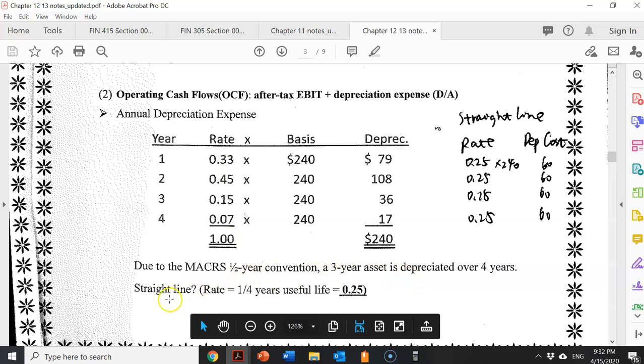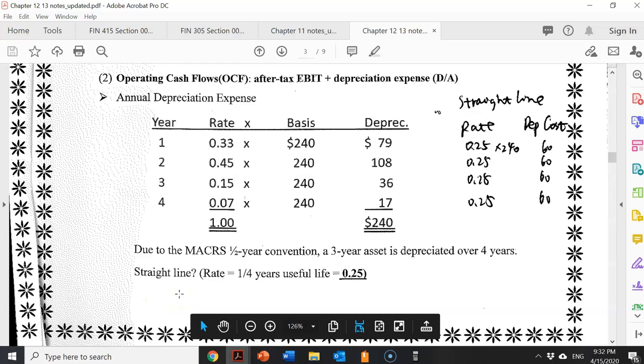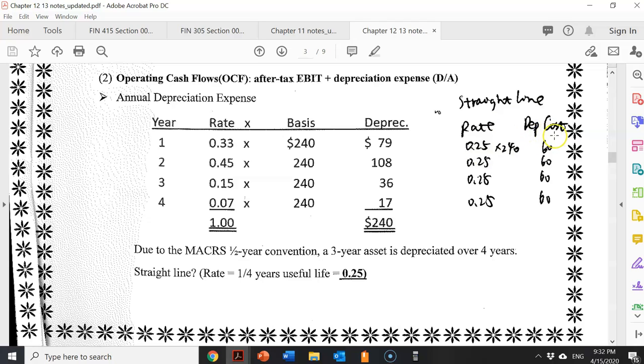If instead we have the straight line depreciation standard, then we would have 1/4 as our annual rate, which is also 0.25. So in the straight line convention, we would use 0.25 multiplied by 240. Our depreciation cost would be 60 for each year for 4 years. That's another way to calculate depreciation. Here we will just use the MACRS half-year convention.